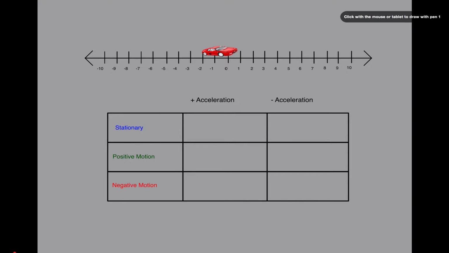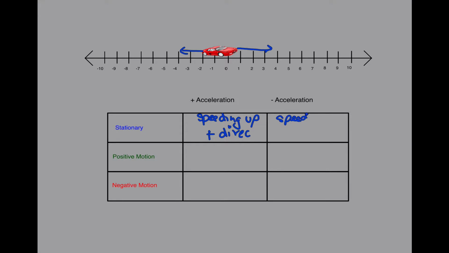Okay? So on this graph, what I'm going to do is give an example of acceleration or motion of this object. So we have a little car up here, and if he starts from stationary and moves with a positive acceleration, we are speeding up in the positive direction. Okay? If we are traveling in the negative direction, so we are stationary and then we have a negative acceleration, we are speeding up, but now we are going in the negative direction.